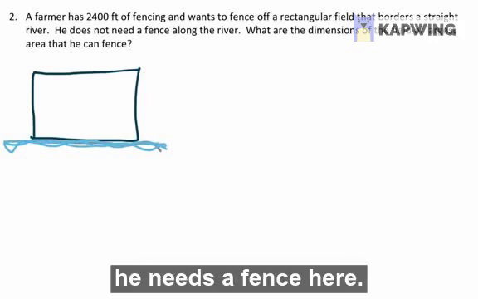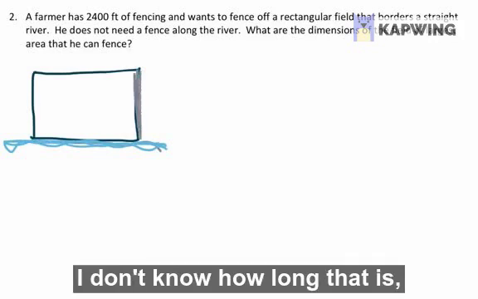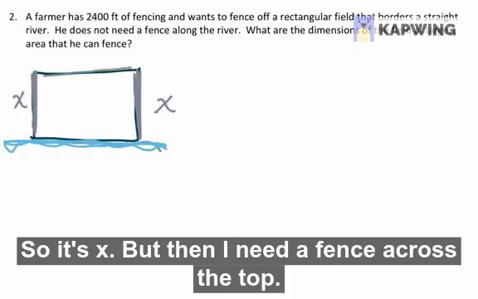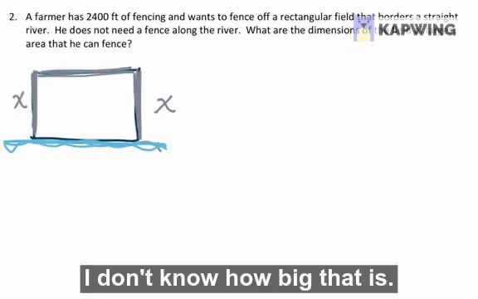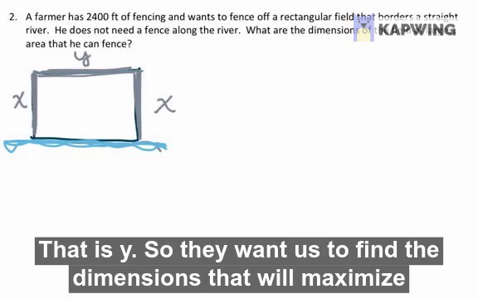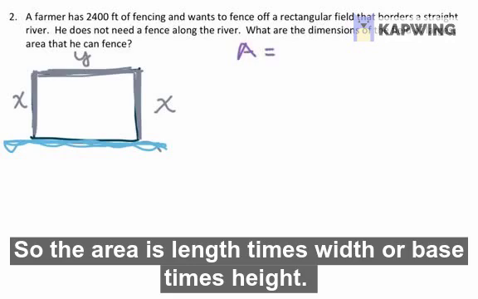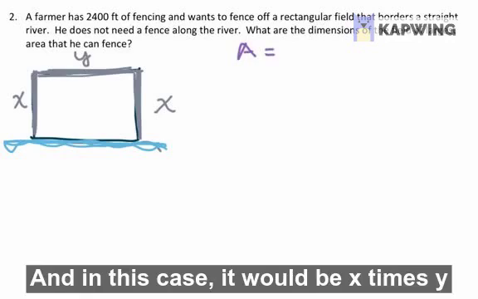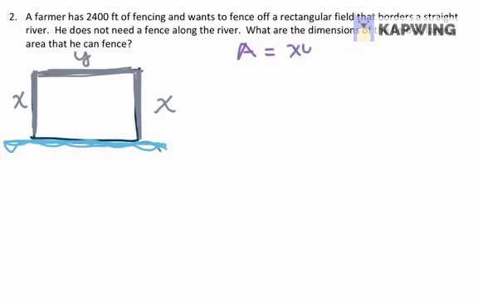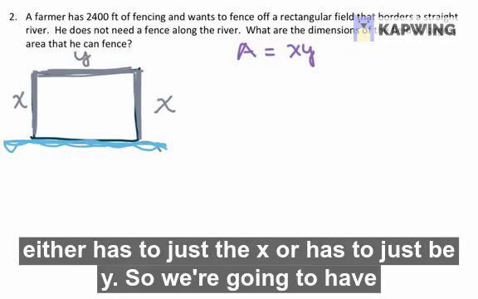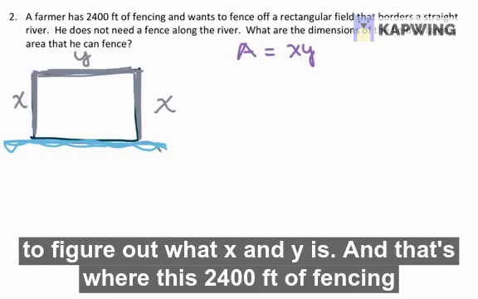So I'll need fencing everywhere. So in other words, he needs a fence here. I don't know how long that is. I'll call it X. And on the opposite side as well, same length, so it's X. But then I need a fence across the top. I don't know how big that is. That is Y. So they want us to find the dimensions that will maximize the area. So the area is length times width, or base times height. And in this case, it would be X times Y. Unfortunately, you can't maximize something with two different variables. So it either has to just be x or has to just be y. So we're going to have to figure out what x and y is.